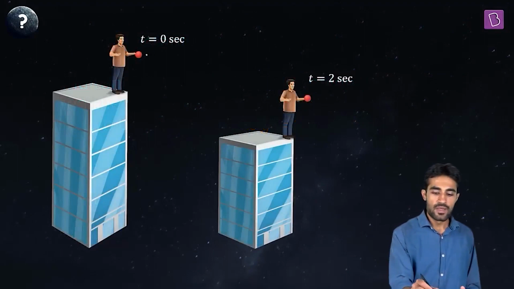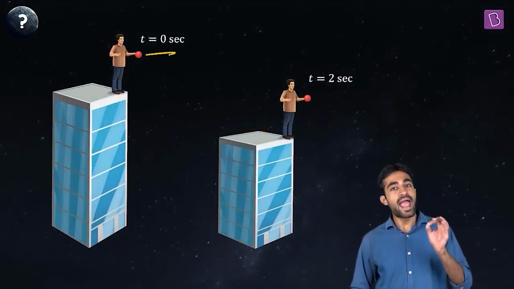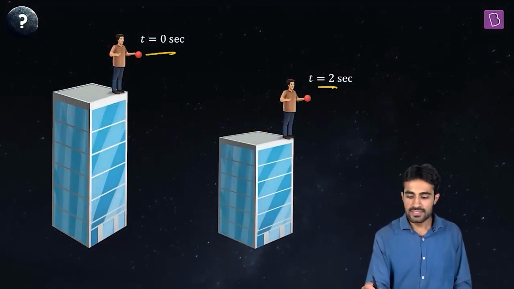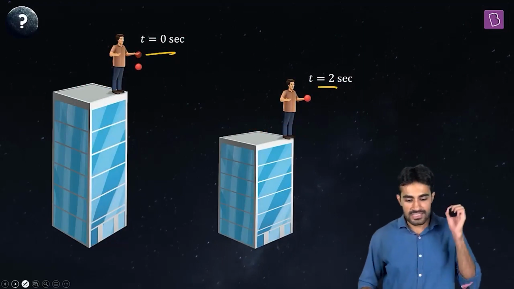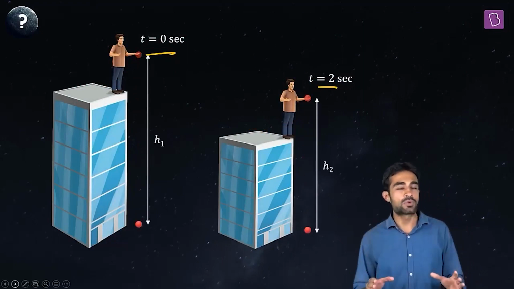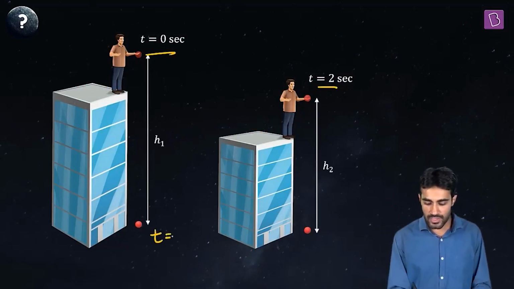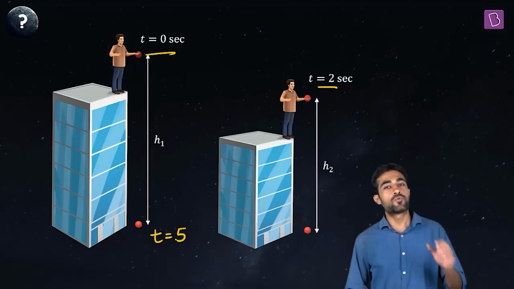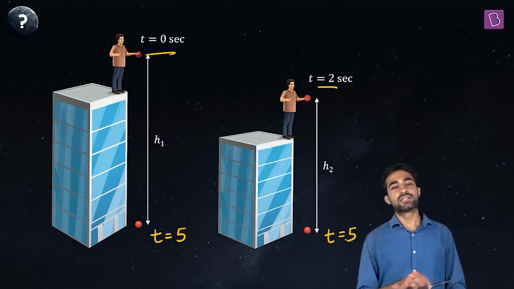So, here we have the first person dropping the ball at t equals 0 seconds, and after 2 seconds, the second person will drop the ball. Let's see that. The first person releases the ball, now the second person releases, and both the balls reach the ground at the same time. The time at which the balls reach the ground is t equals 5 seconds. So both the balls reach the ground simultaneously.